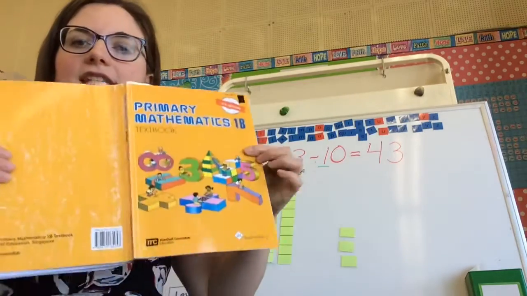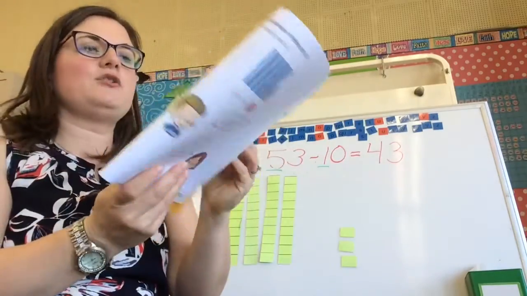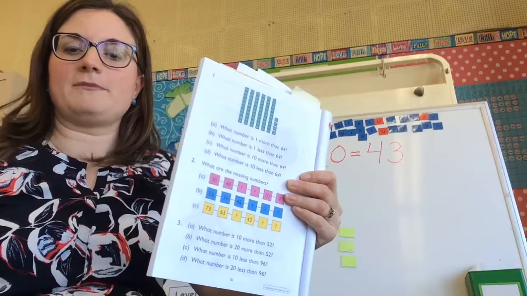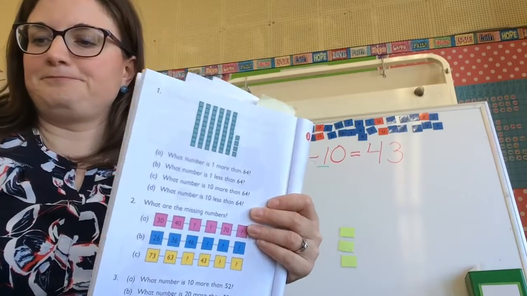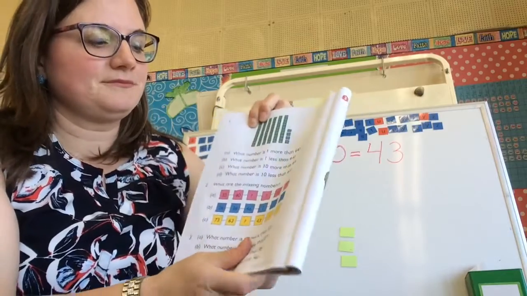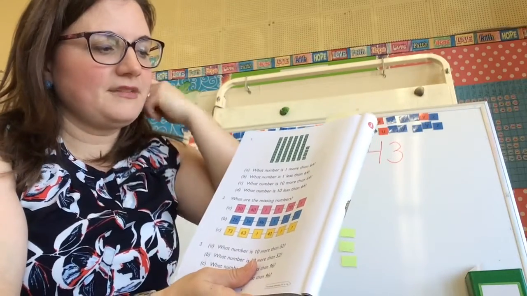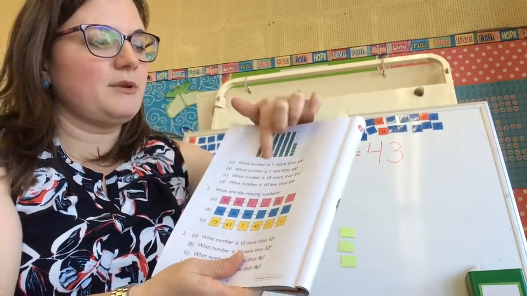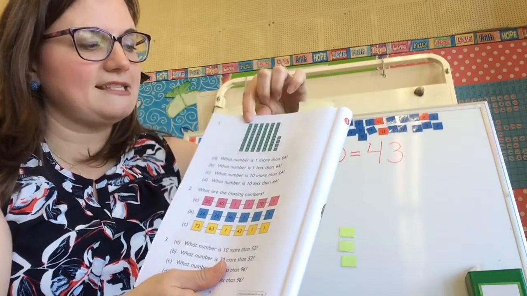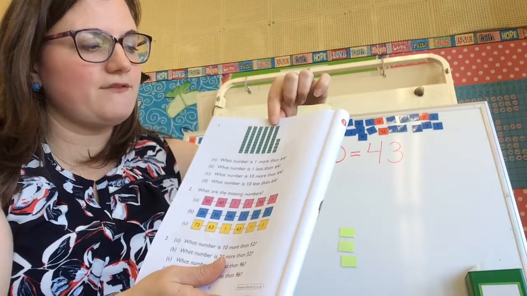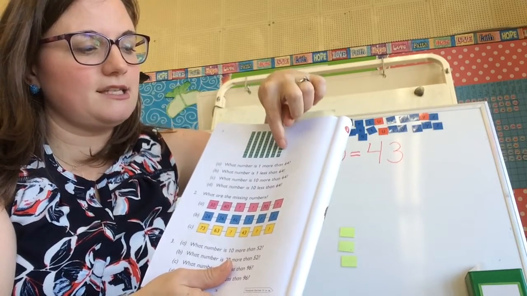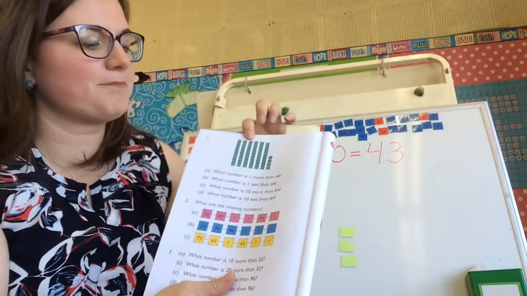Okay, now we're going to look at our textbook. So press pause if you need to grab your textbook. We're going to open up to page 76, please. Okay, and we're going to look at the top question up here. Okay, and this is the number. Who can tell me what number is represented with our squares up here? Well, let's count the tens. 10, 20, 30, 40, 50, 60. And then we do 1, 61, 62, 63, 64. We got the number 64.